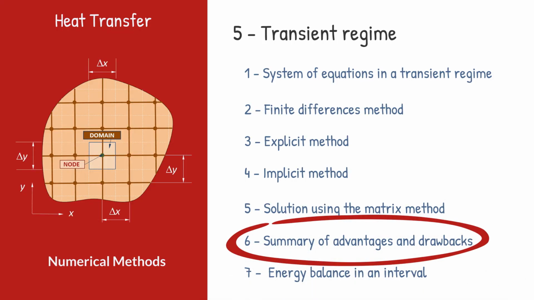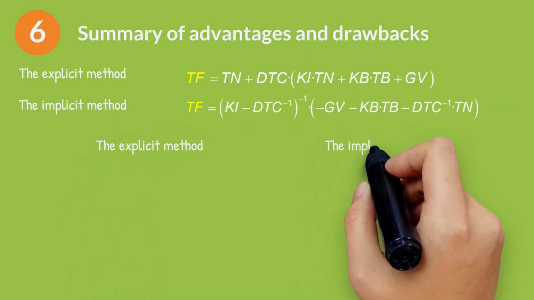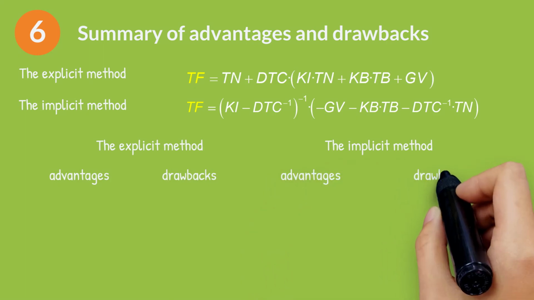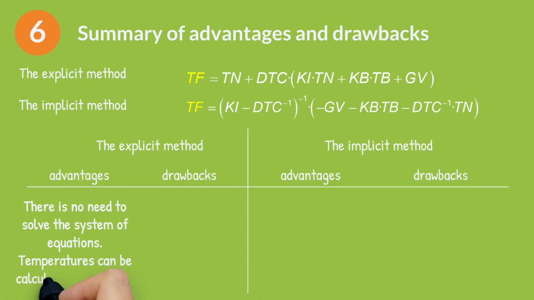Summary of advantages and drawbacks. Let's summarize the advantages and drawbacks of both methods. For the explicit method, there is no need to solve the system of equations. Temperatures can be calculated one by one.